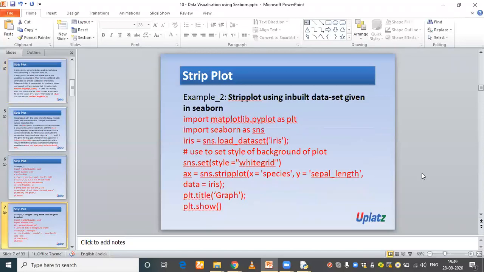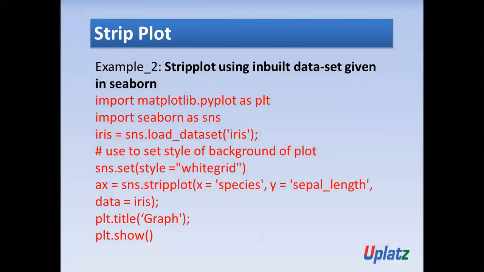See here, the next example: a strip plot using the inbuilt data set given in Seaborn. So we are going to use an inbuilt data set. First of all, import the necessary libraries. We have imported matplotlib.pyplot as plt and then imported Seaborn as sns. How to load the data set which is given by Seaborn?